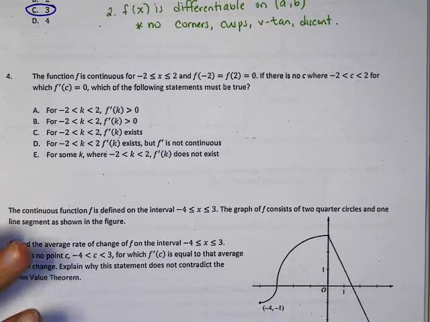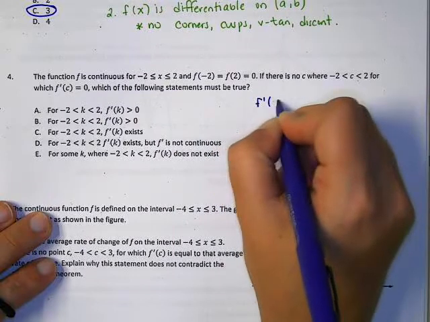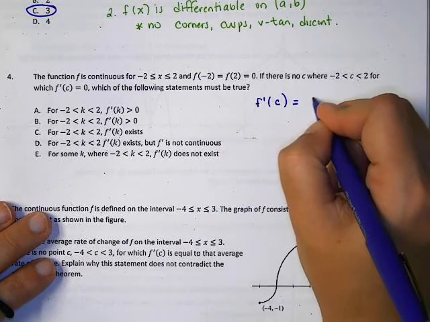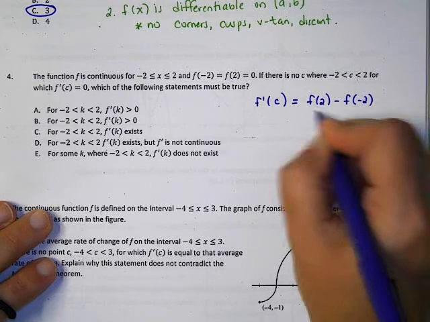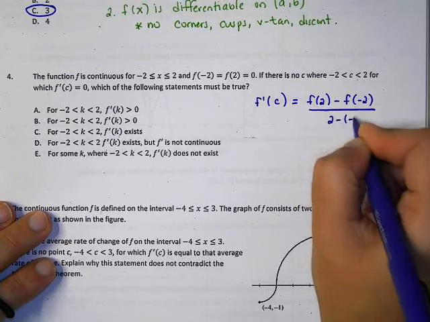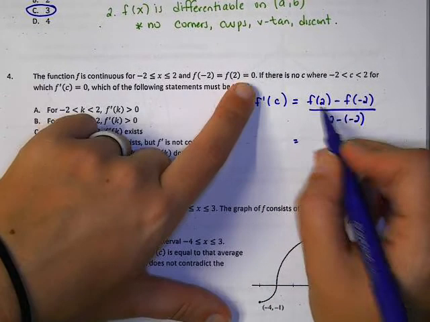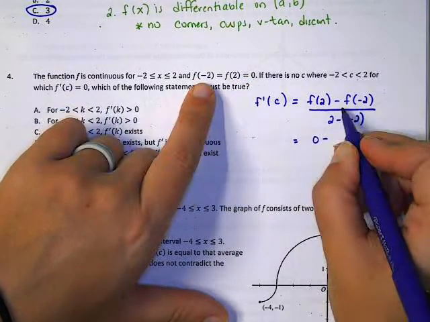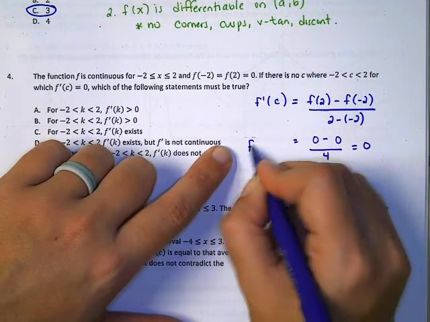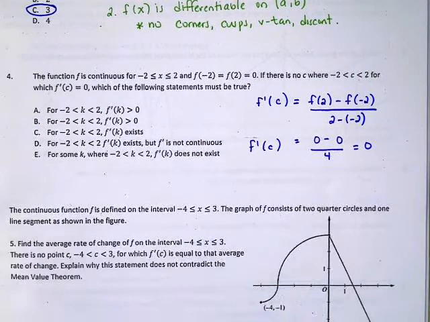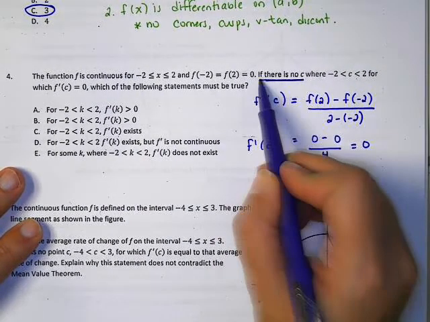Now, according to the mean value theorem, f prime of c has to equal f of 2 minus f of -2 over 2 minus -2. It has to equal the average rate of change. In this case, f of 2 is 0, f of -2 is also 0, and so we get that our derivative has to equal 0. According to the mean value theorem, that has to happen. But this is saying this does not happen.